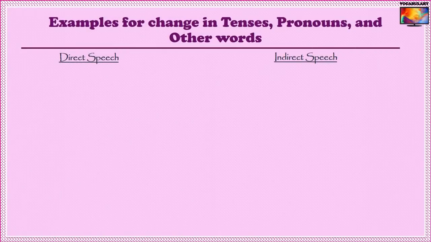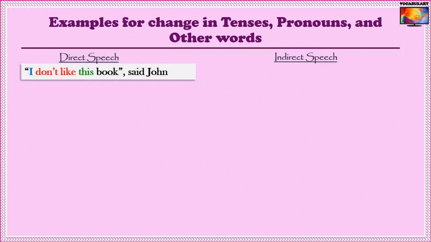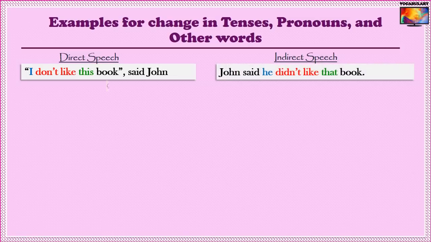So combining the application of the three types of changes, that is tenses, pronouns and other words indicating place and time, we have a few examples for you. The changes have been highlighted in different colors. "I don't like this book," said John. In indirect speech, the sentence looks like, John said he did not like that book.